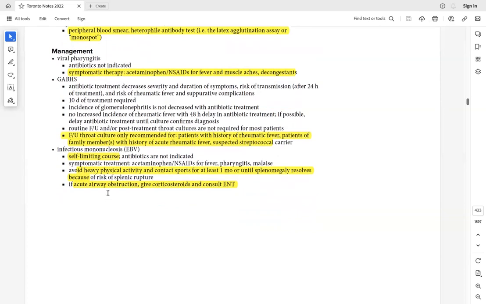Infectious mononucleosis, I covered this. I told you, avoid heavy physical activity and contact sport for 1 month or until splenomegaly resolves. If airway obstruction, give corticosteroids and ENT.